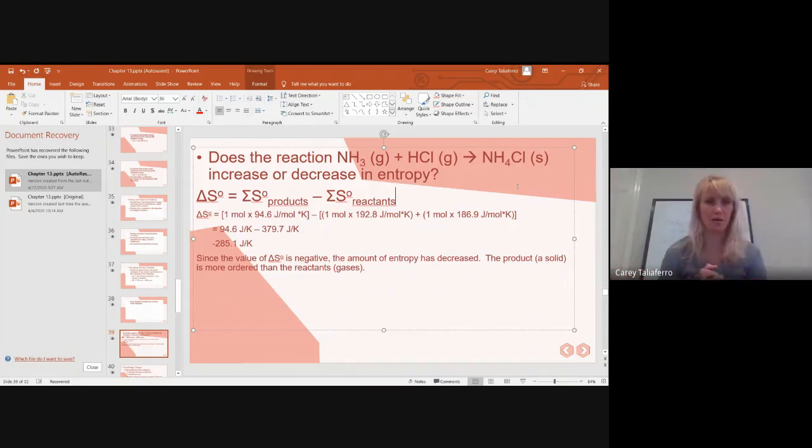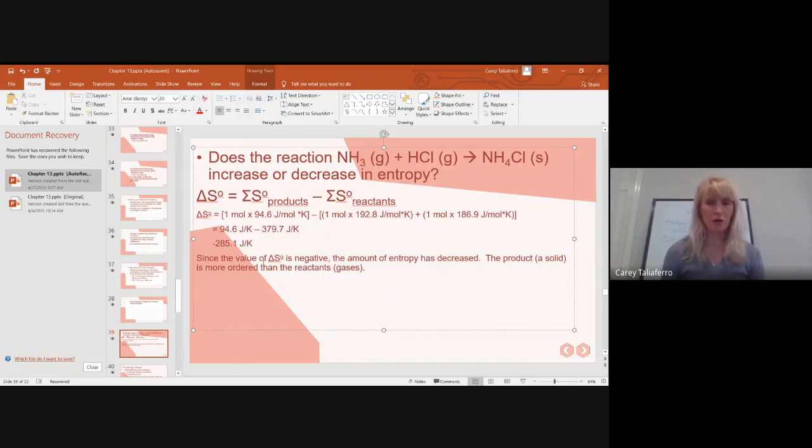Kind of a way to think about that, all right? That's what it means when you get a negative entropy. That means your product is more ordered than your reactants. And that should make sense simply from looking at the states of matter, okay? Those are the way all of these problems are going to go.